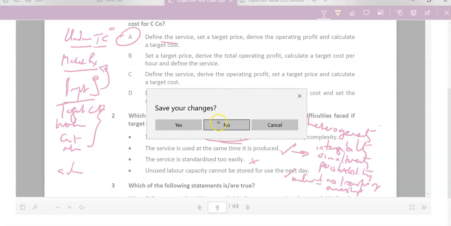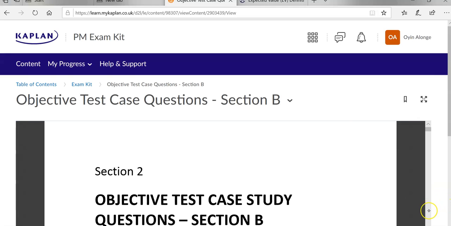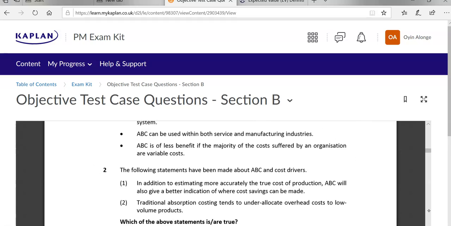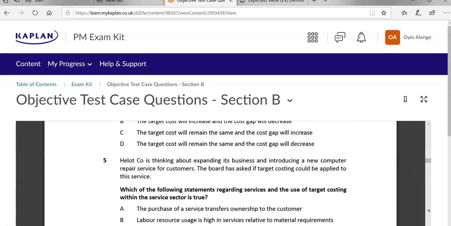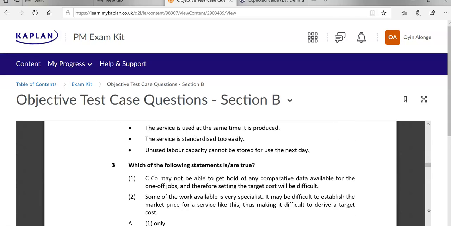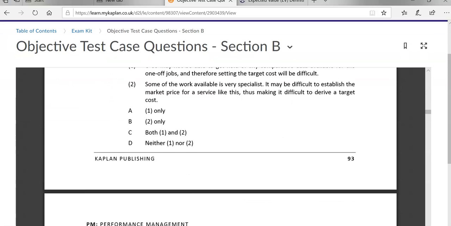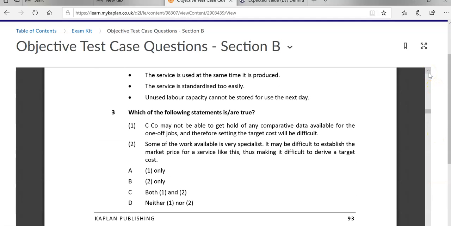Okay, so that's 1 and 2. Let's carry on with 3 and 4 and 5. We're almost there. Here we are. So this is 3. So let's see what 3 is saying. So 3 says, which of the following is true?